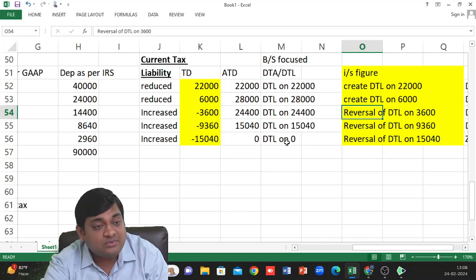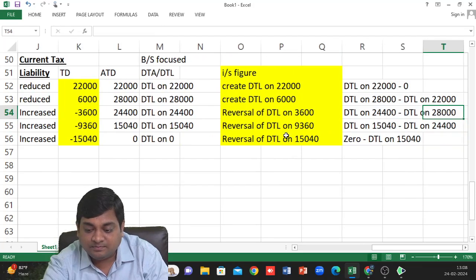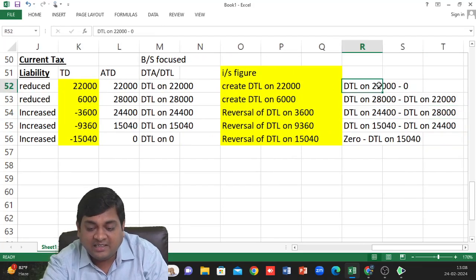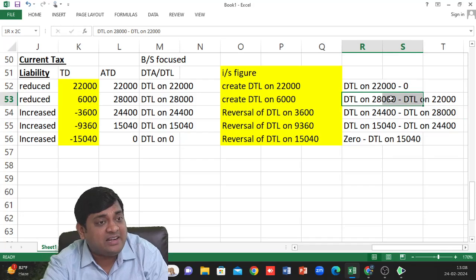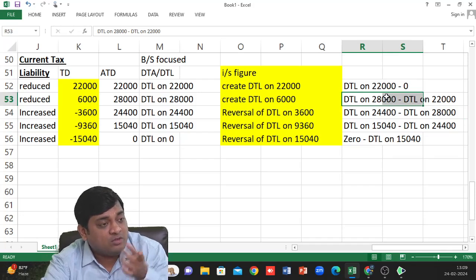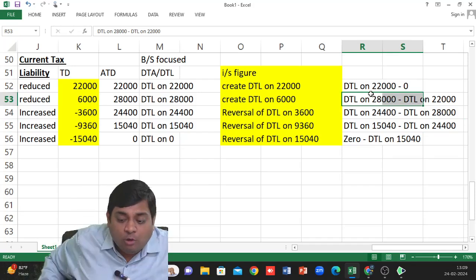But if tax rates are different, then we cannot do this. We have to do by this. This is created at the rate 30%. But this is created at the rate 20. On 28, we created at the rate 35. So on this 28, 22 is also included. So change in tax rate is also considered when I go by this.